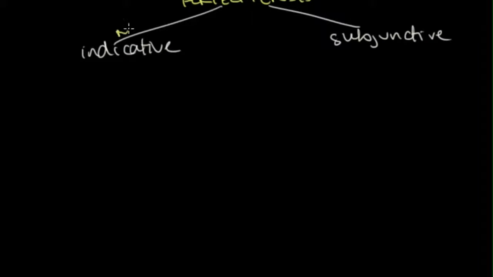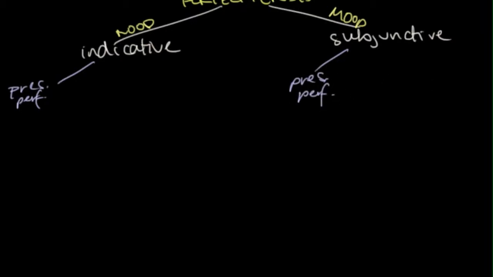So our two moods here are the indicative and the subjunctive, and each of these has perfect tenses. Now remember that moods do not mean tense. So we have a present perfect indicative and a present perfect subjunctive. And while they could take place at the same time, they are used in different circumstances because the moods are different. Likewise, we have a pluperfect indicative and a pluperfect subjunctive.